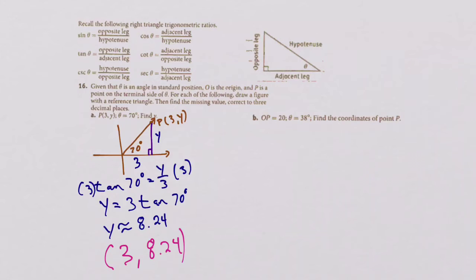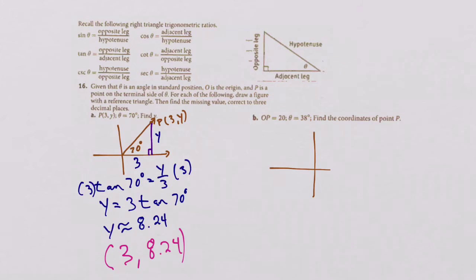Now as we move over to B over here, they kind of change things up a little bit. They actually give us the hypotenuse, they give us the angle, but they actually want us to find the coordinates of point P. Well, to find the coordinates of point P, we actually need to know the x and the y value. So let's go ahead and draw a triangle in here.